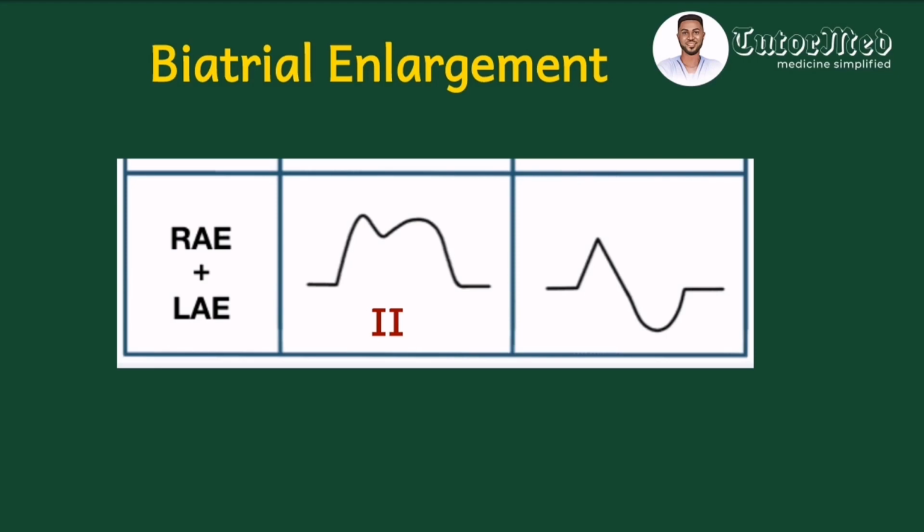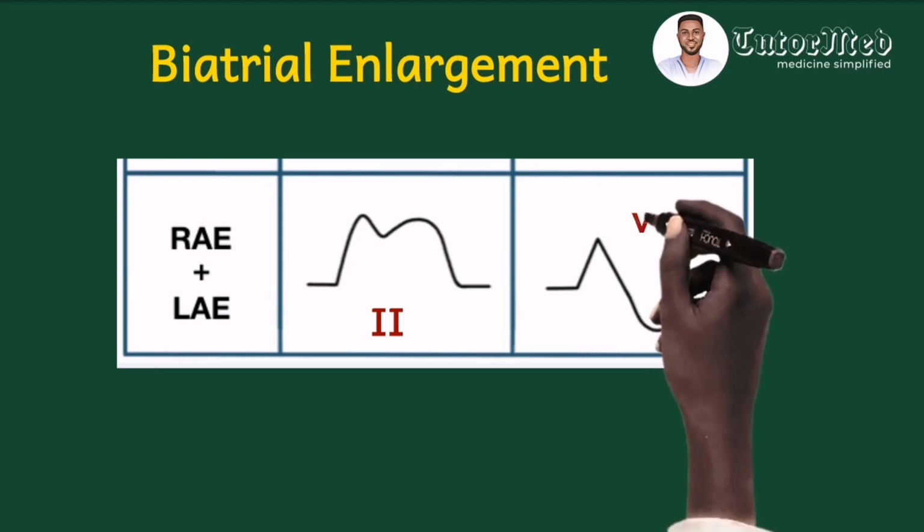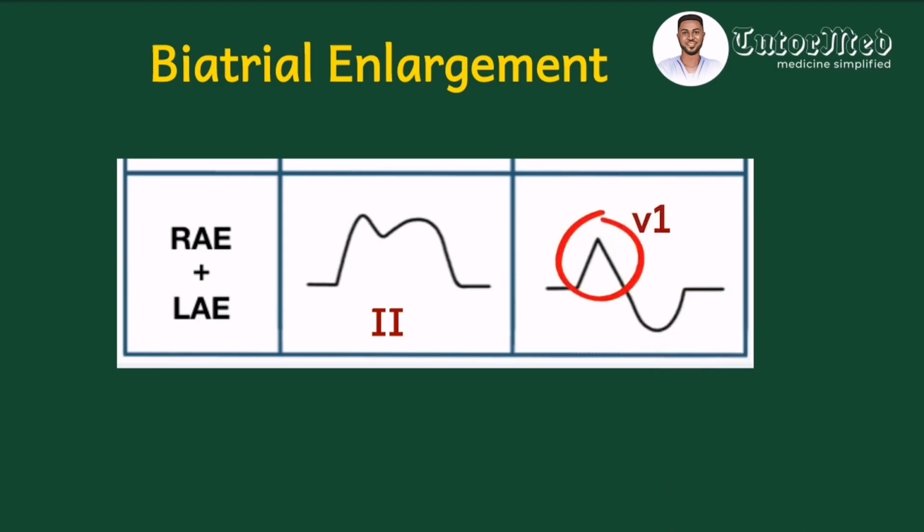And then pay attention to the P wave here in V1. First positive component is abnormally high, that is more than 1.5 millimeters high, and that speaks for right atrial enlargement. Then the negative component is wider than 1 millimeter, and more than 1 millimeter deep, and that speaks for left atrial enlargement. And so this is how to identify biatrial enlargement on the ECG.